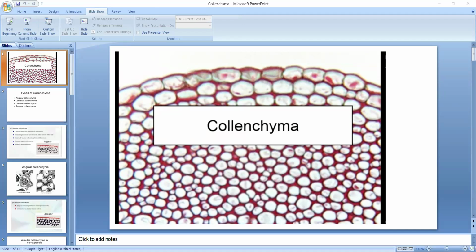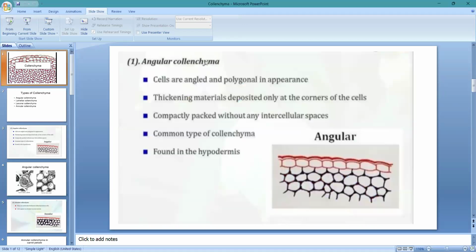Madam, the slide has not changed. What happened? The slide has not changed, madam. Angular collenchyma is not visible? No, madam. Madam, the slide is not moving. Now the slide is moving, madam.